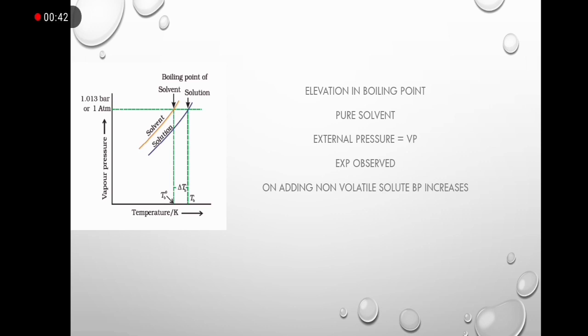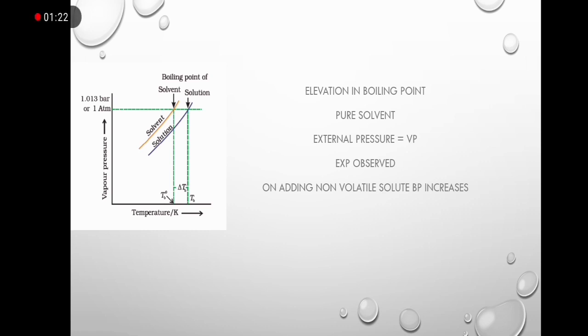It has been experimentally observed that on adding a non-volatile solute, the boiling point increases. So why is this happening? Now let's explain why this elevation of boiling point occurs. As we keep adding a non-volatile solute to the volatile solvent, there is a relative lowering of vapor pressure. Because the vapor pressure of the solution has gone down, the boiling point becomes higher. Why? Because boiling point is that particular temperature where the vapor pressure of the solution is equal to atmospheric pressure.